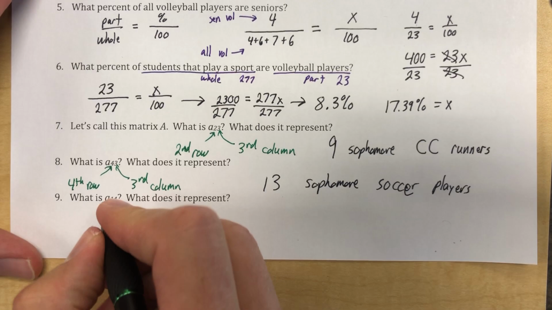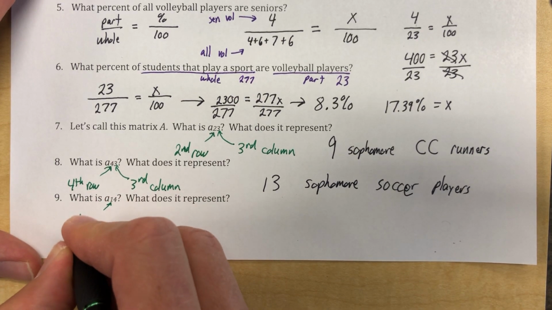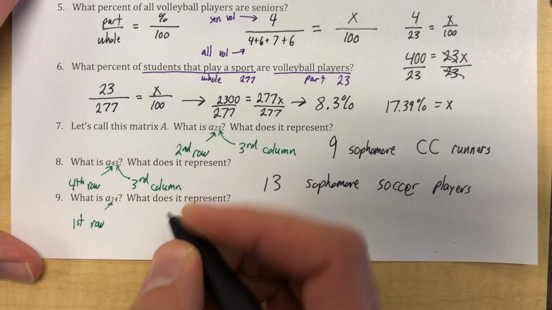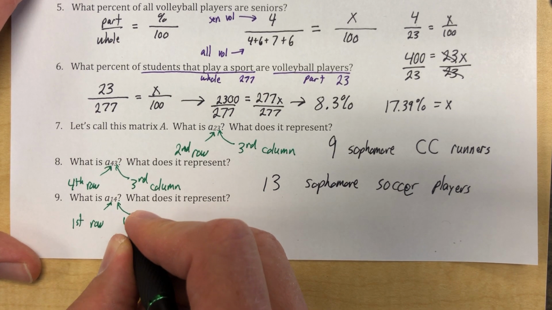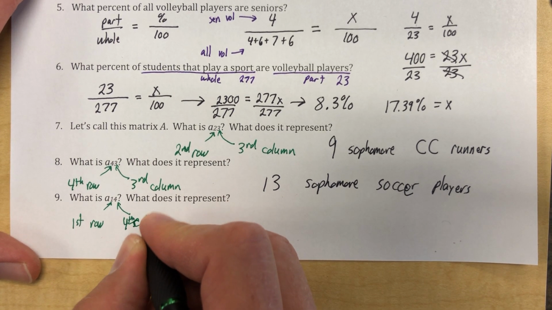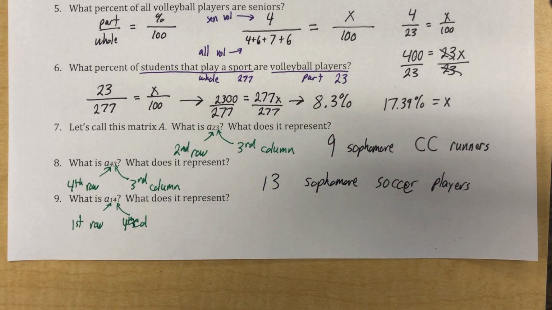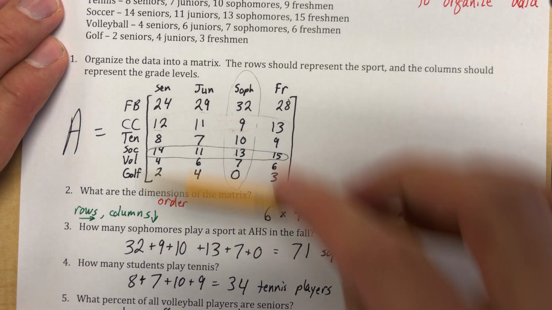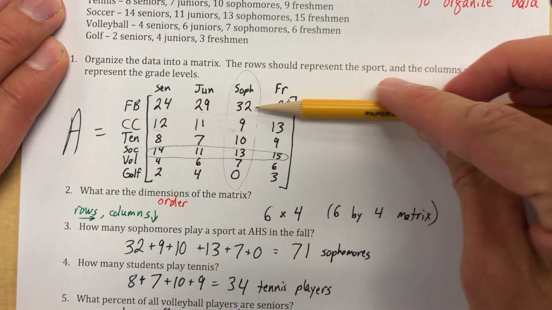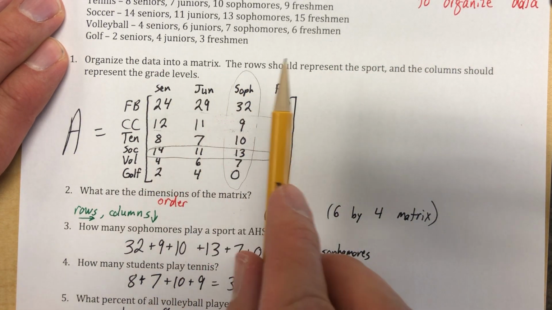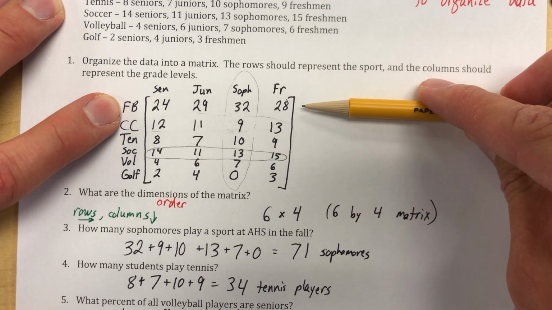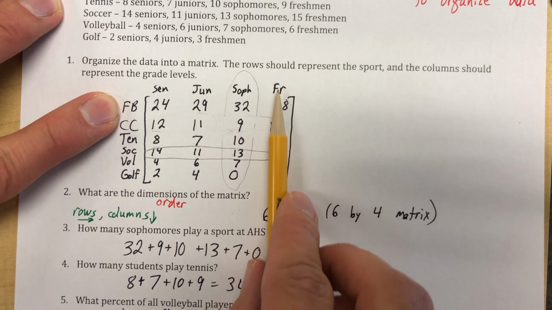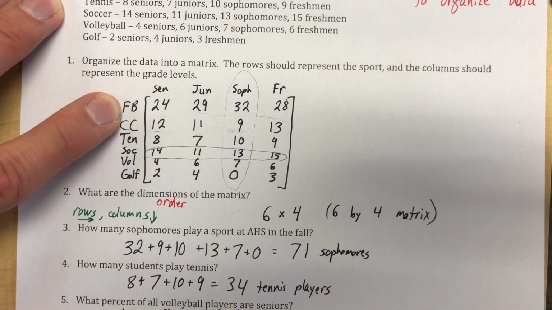What is A14? All right, here we go. First column. Oh, sorry, first row. Always rows first. And then 4th column. Sorry, I'm going to get my life straight here in a second. 4th column. And first row, 4th column. Let's see. I'm not going to circle it this time. I'm just going to point. First row, football. 4th column, freshman. Football, first row. 4th column, freshman.